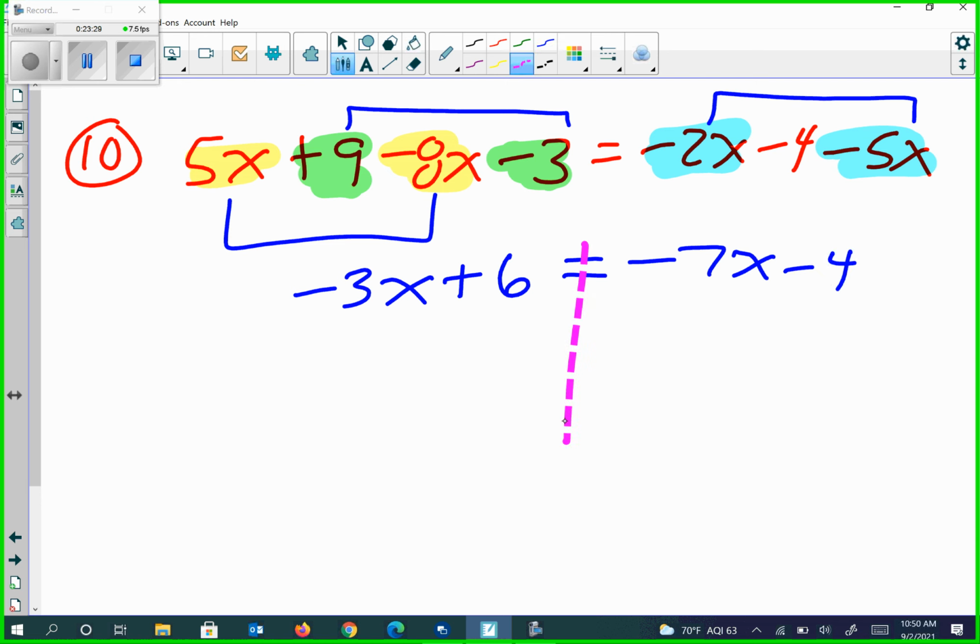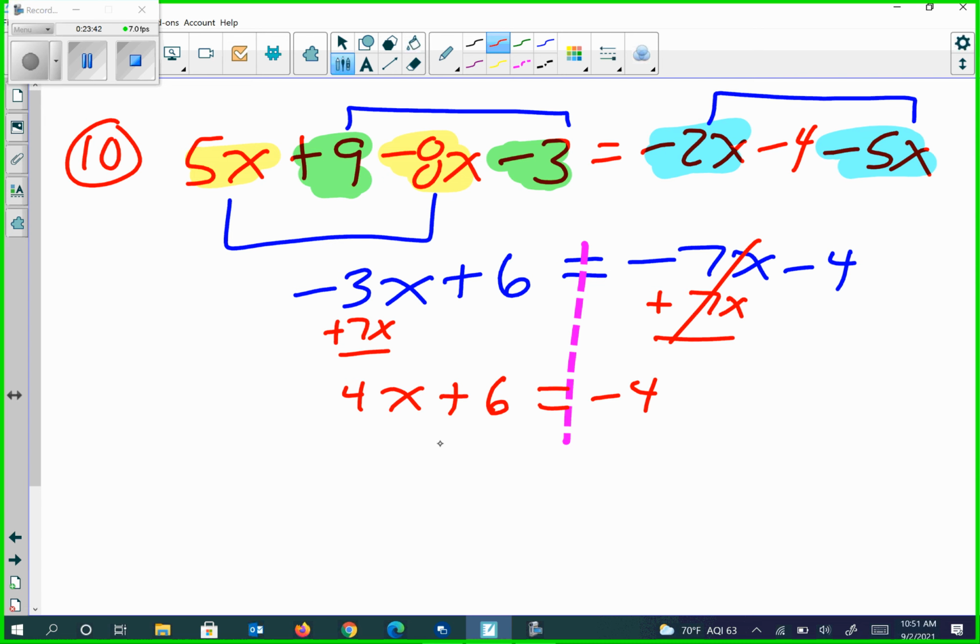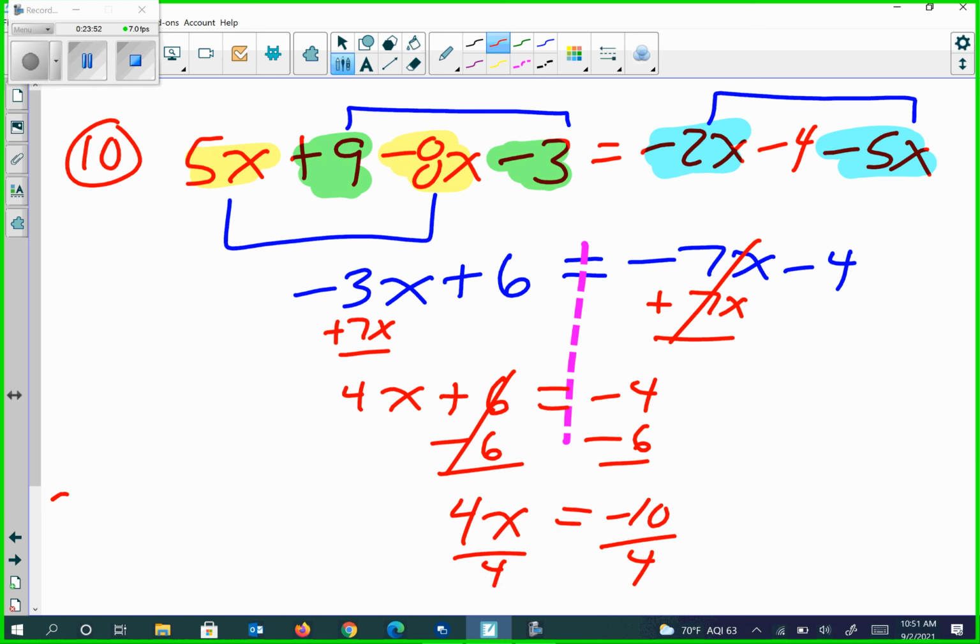All right. On this one, I might choose to add 7x to both sides. Again, I just had to start someplace. So it gives me 4x plus 6 equals negative 4. Subtract the 6 from either side. Those cancel. I get 4x equals negative 10. Divide each side by 4. So I know it's going to be a negative answer. And 2 goes in there twice. 2 goes in there 5 times, so negative 5 over 2.